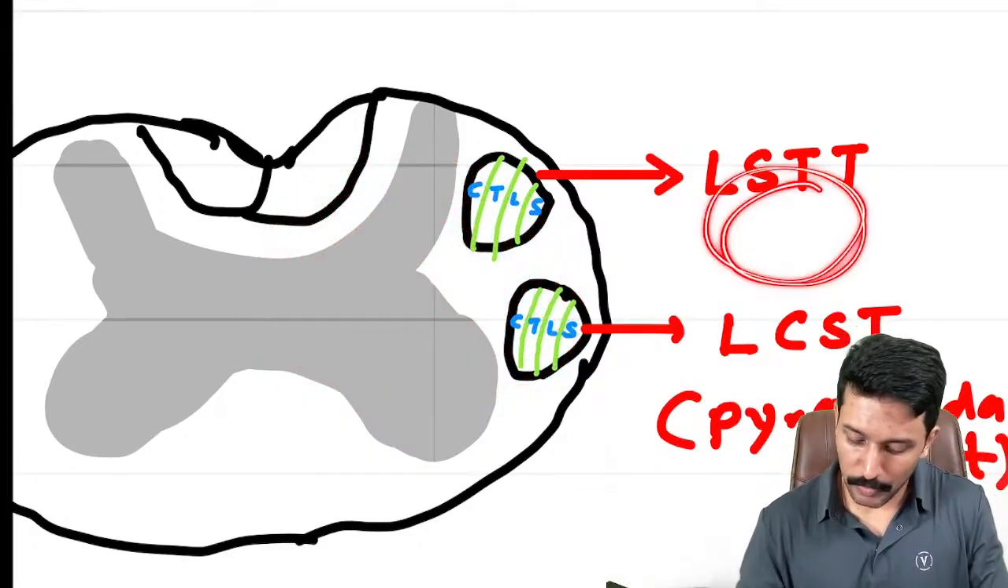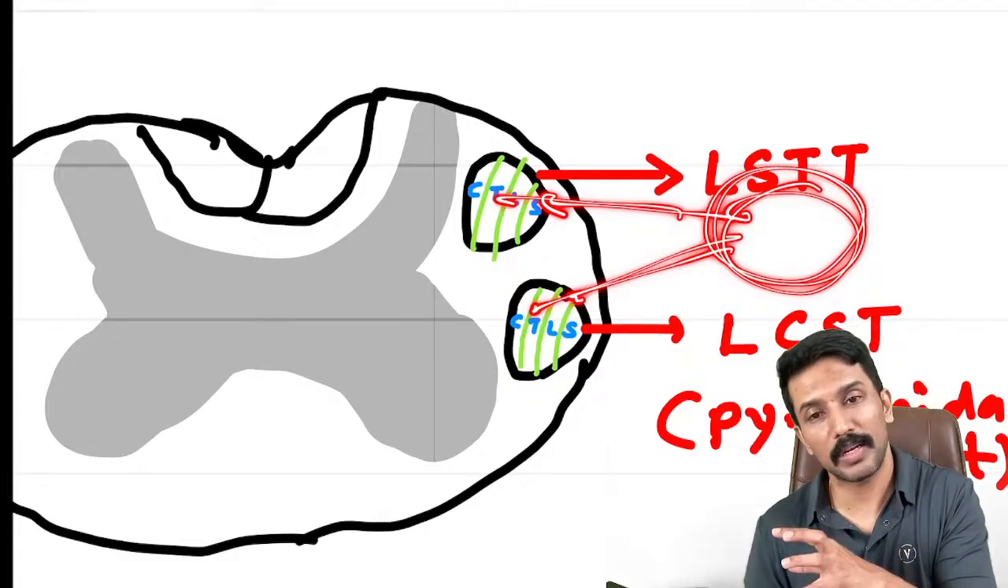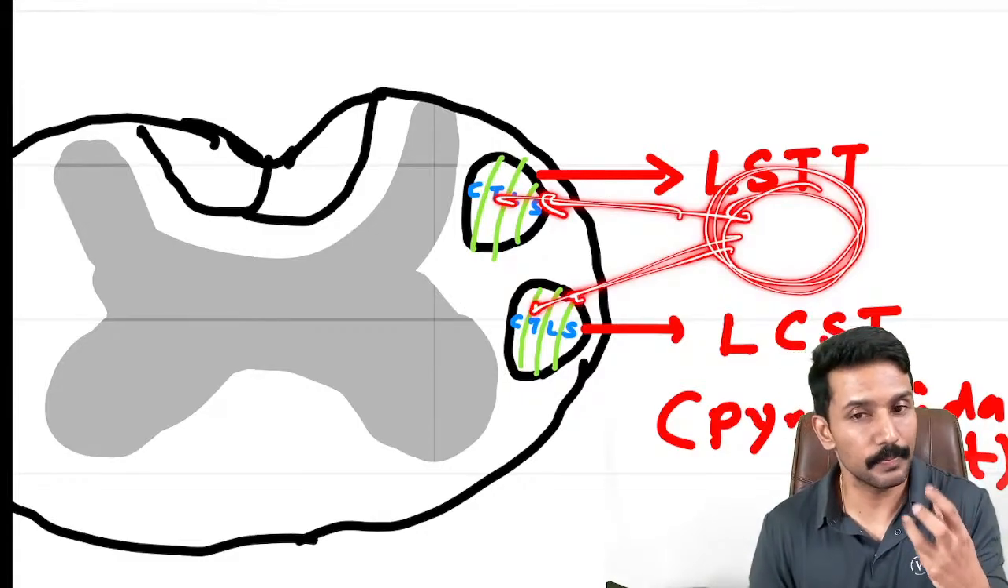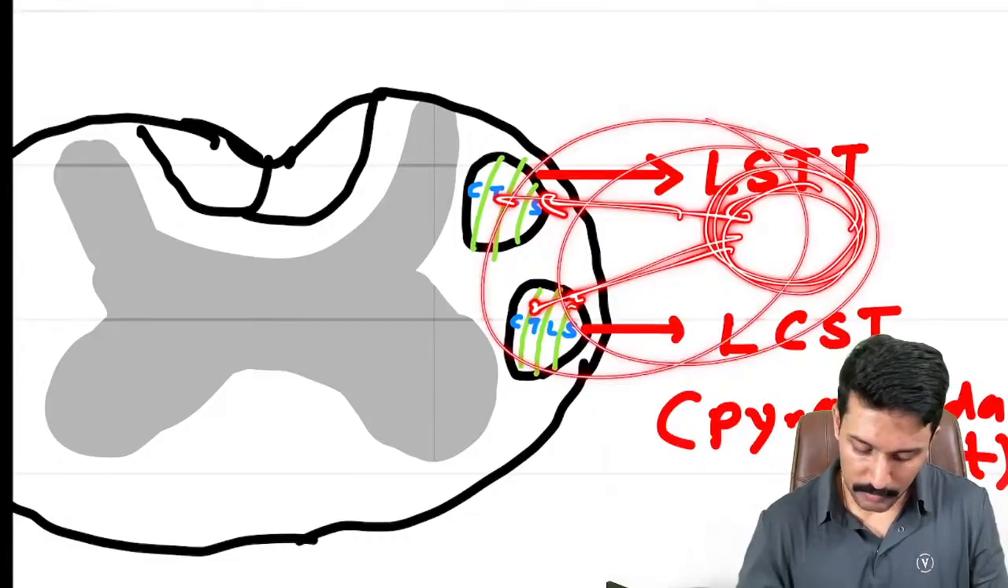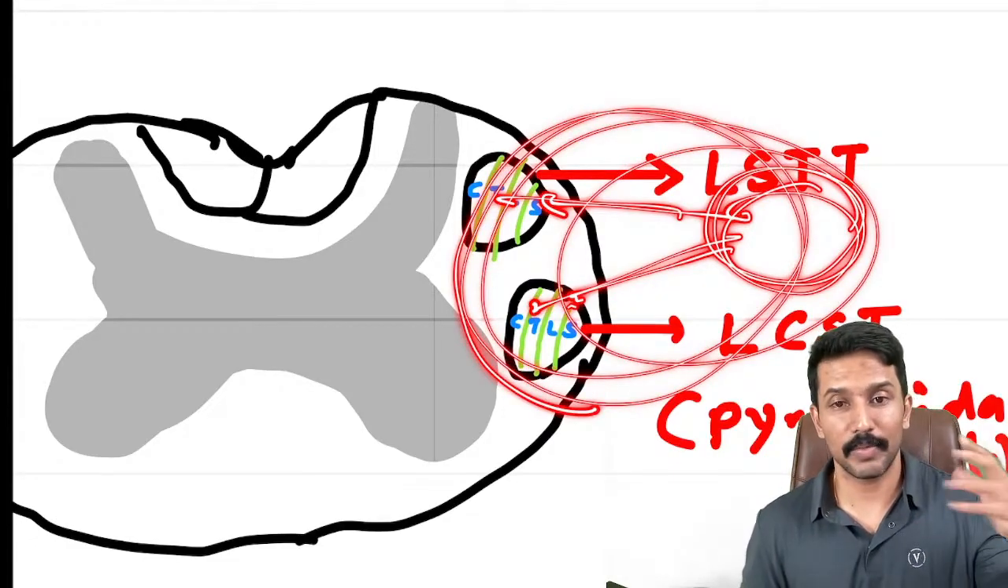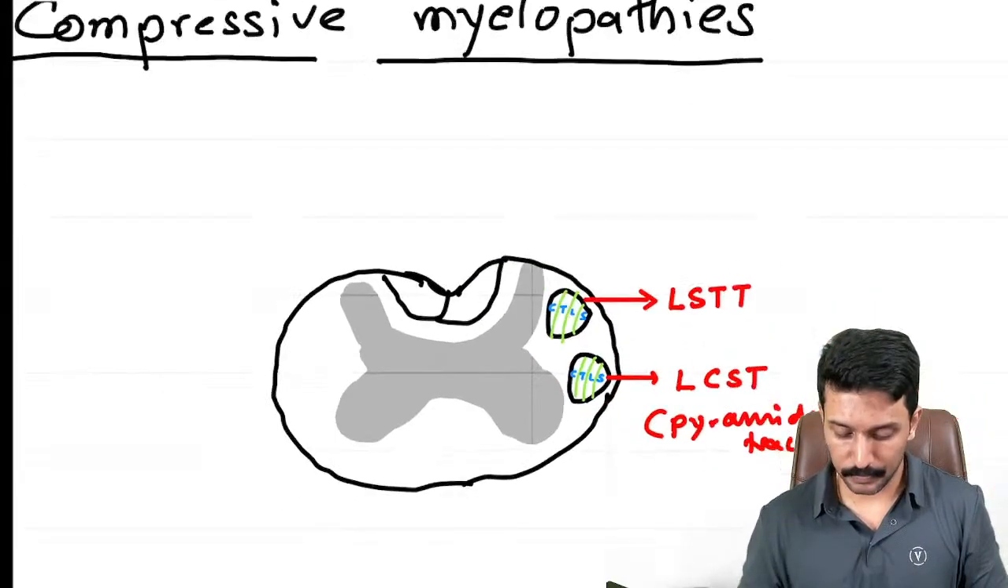But if a tumor comes from outside, first it hits the sacral and then lumbar. So my lower limb will become weak first and I will lose sensations in the lower limb first. And then eventually when the tumor becomes large enough to reach the cervical segments, upper limb becomes weak. So this is classical ascending paralysis.